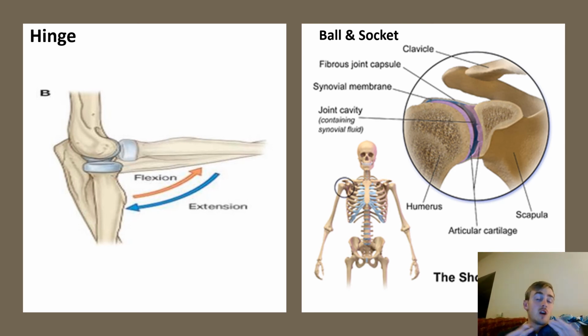Within condyloid joints, movement is allowed in two directions, and this would be like the bones within your forearm. Saddle joints are similar to condyloid joints, but they have greater and deeper articulations. And pivot joints allow for rotation around the length of a bone.